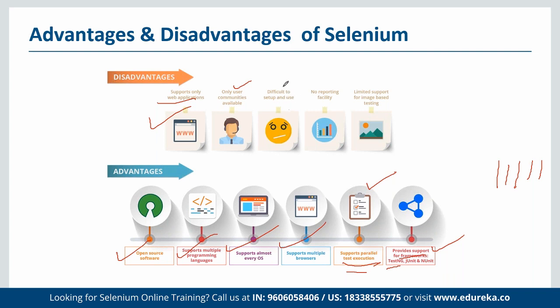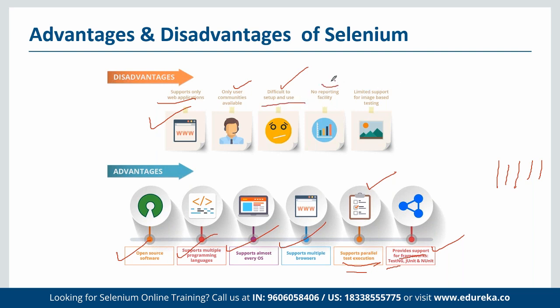Difficult to set up and use. Sometimes it becomes difficult because of configurational issues. That's the only problem that we have with Selenium, configurational problems. When you automate a particular browser, you have to make sure that you have the right type of file to run that particular version of the browser. So that is a little typical part wherein you may face difficulties in doing the setup.